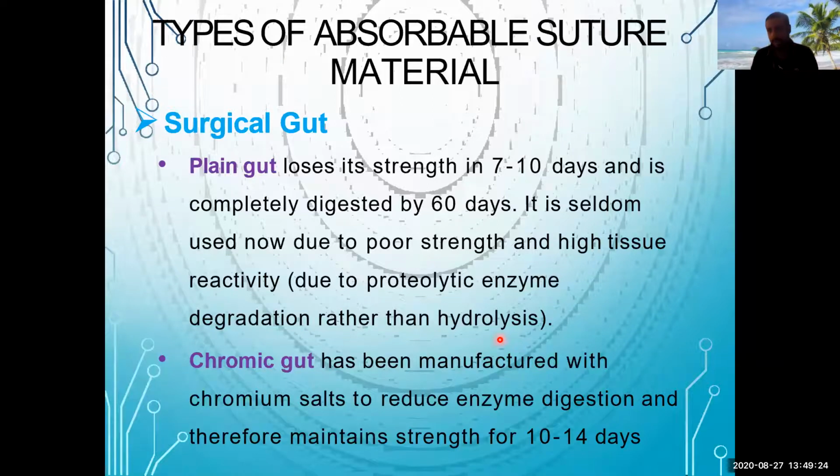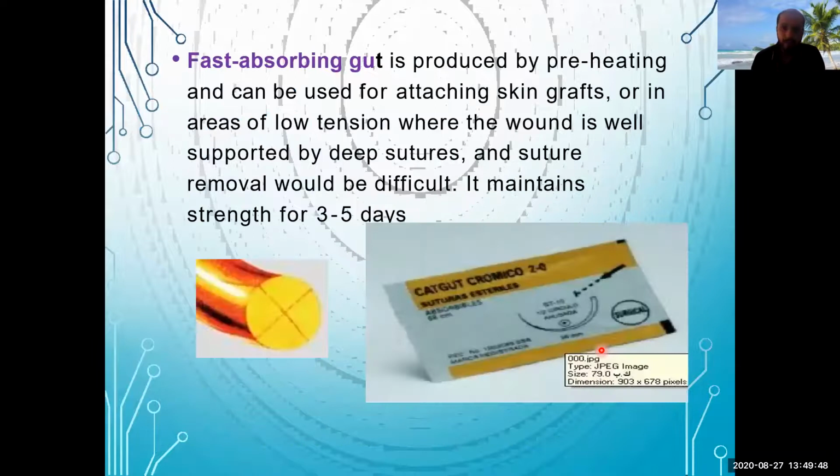So, how does catgut lose its strength? By proteolytic enzymatic degradation. Chromic catgut is manufactured with a chromic salt to reduce enzyme reaction. To reduce this problem of proteolytic digestion, they have used chromic catgut so that the strength has been increased to about 2 weeks, 10 to 14 days. But not more than this.